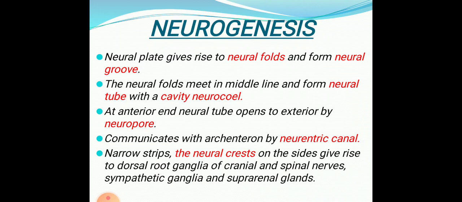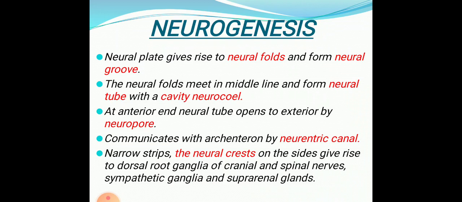Then it communicates with the archenteron of the gastrula by the neurenteric canal. The narrow strips, the neural crest, on the sides give rise to the dorsal root ganglia of the cranial and spinal nerves, sympathetic ganglia and suprarenal glands. So neurogenesis means the development of the neural tube.